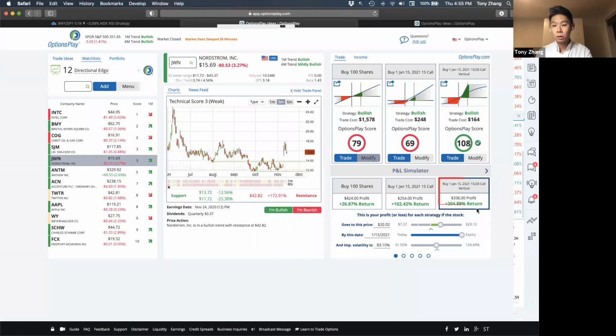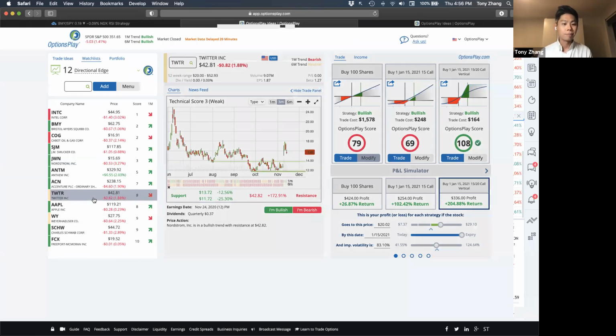204% return on this debit spread. Okay, that's a trade that I might be interested in taking a look at. That's the view that I'm able to place that trade in. This is designed to help you greatly reduce the amount of time it takes you to find ideas and decide which stocks you want to do a little bit more research on.